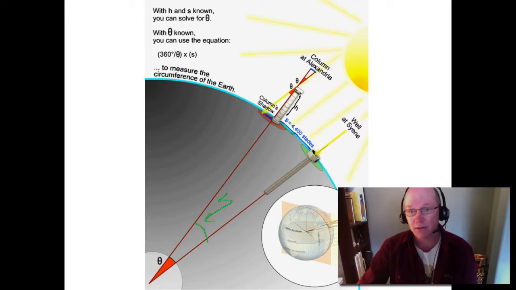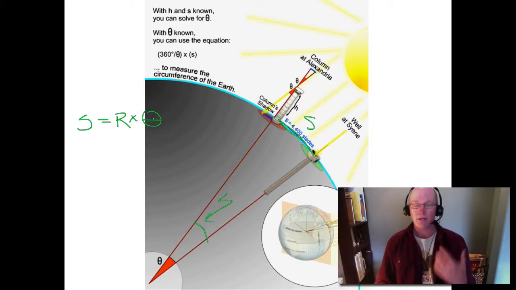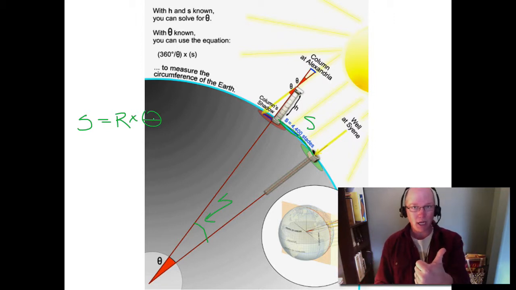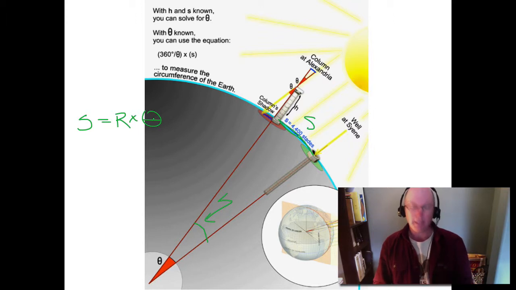So now all he had to do was figure out how far it was in actual distance from Alexandria to Sinai, and then he could equate those things, because he knew that the length of an arc, we'll call that S, the length of an arc on the surface of a circle is equal to the radius of that circle times the angle. So if he knew the angle from measuring it with the column, he could measure the distance by pacing it off, and he could get the radius.